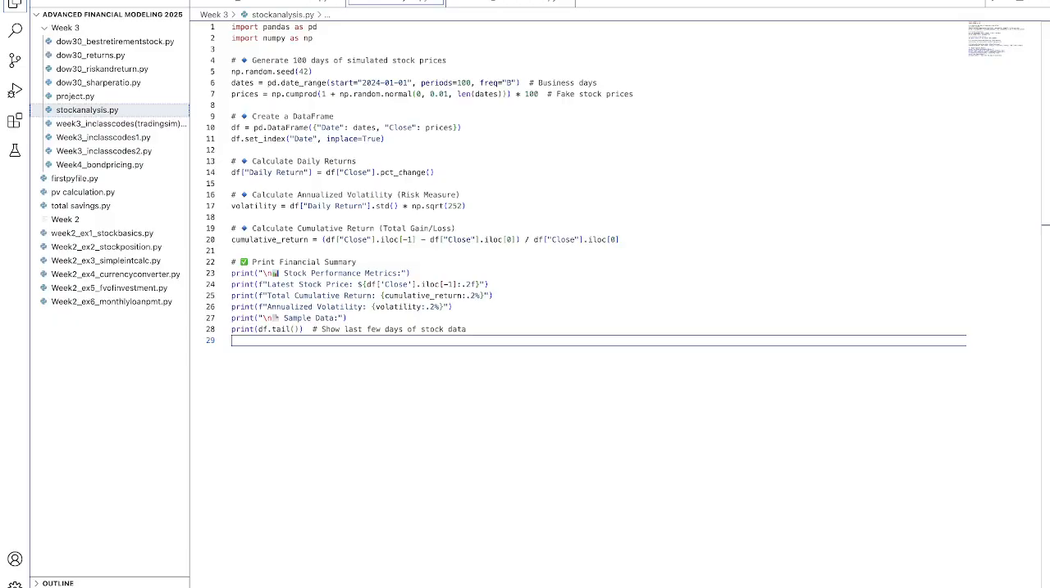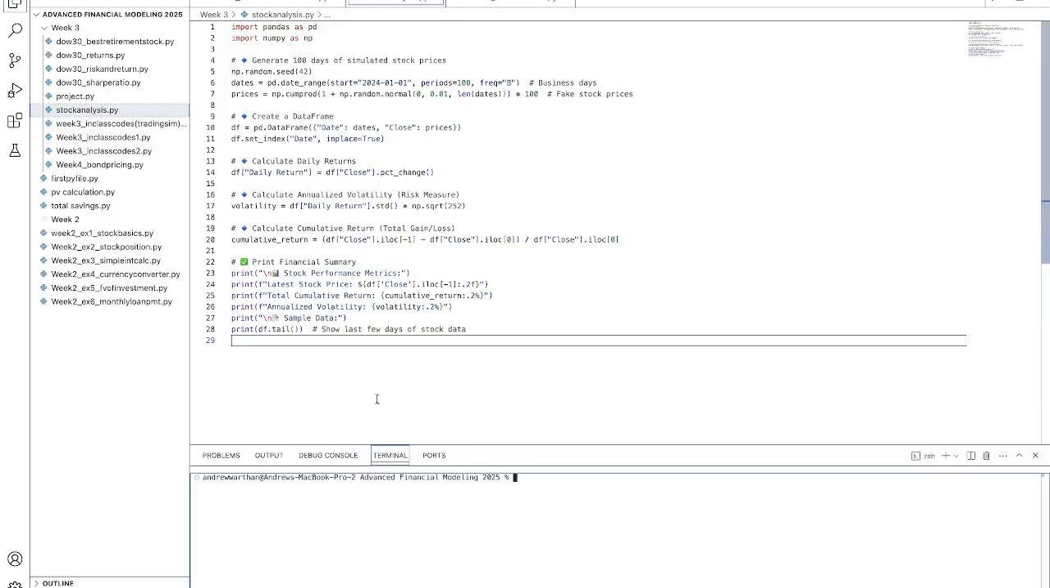Finally, just printing the final summary. This is going to print these key performance indicators to summarize the results, and it's going to display the last few days of data for reference. So now we're going to head into the terminal. I'm just going to run this.